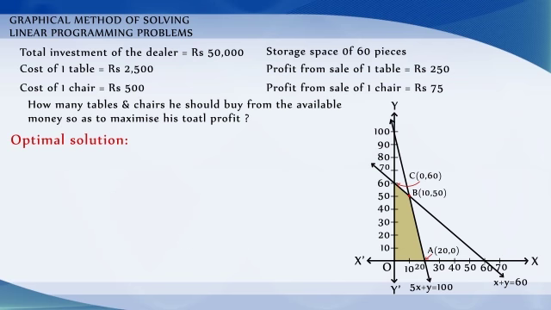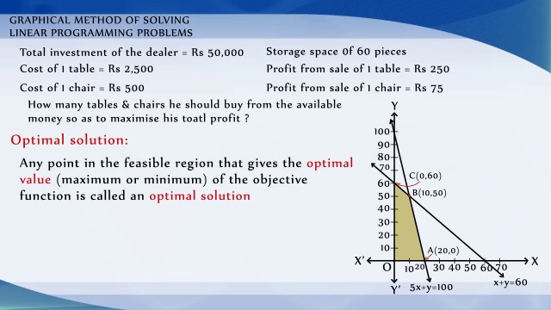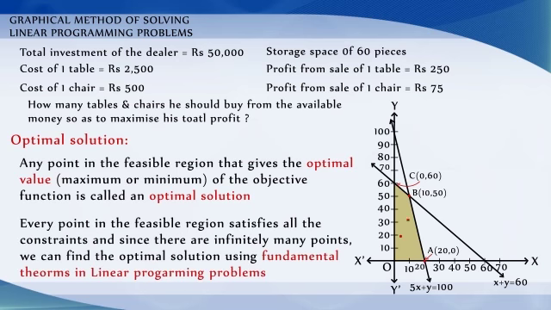Optimal solution. Any point in the feasible region that gives the optimal value, that is, either maximum or minimum of the objective function, is called an optimal solution. Now, we can see that every point in the feasible region satisfies all the constraints given in the four inequalities, and since there are infinitely many points, with the help of fundamental theorems in linear programming problems, we can find out the optimal solution.